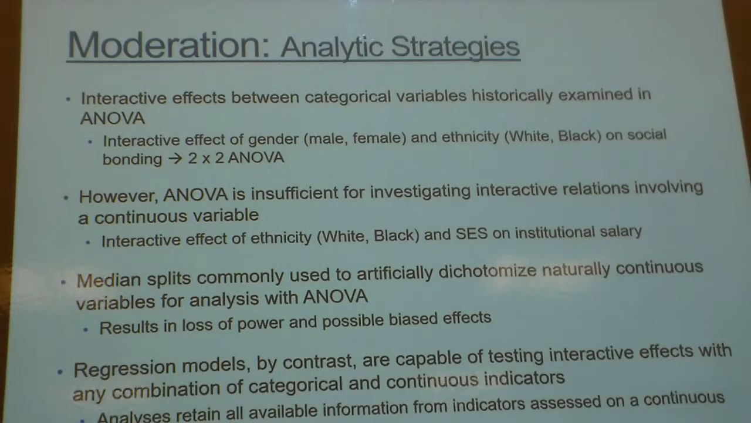And same thing with our continuous variables. I don't have to dichotomize it. I can use the whole range of information on this continuous variable, and that's going to give me a better estimate of the true nature of the relation and the moderating effect on whatever our outcome is. Okay. Questions about this? Okay.